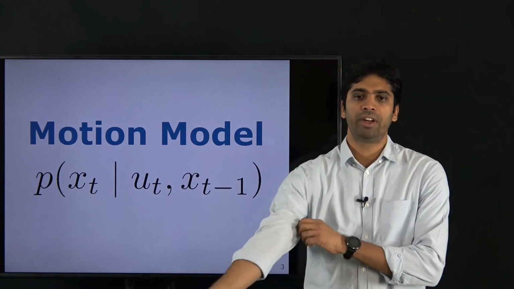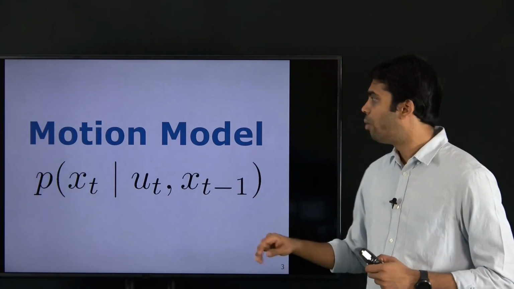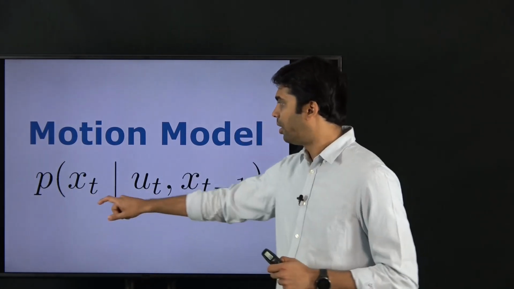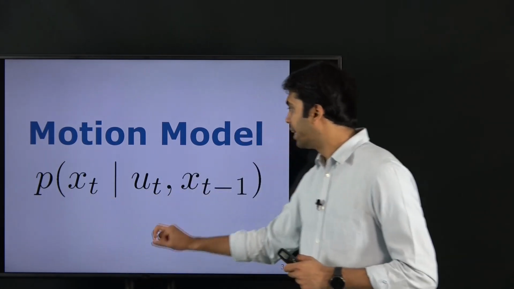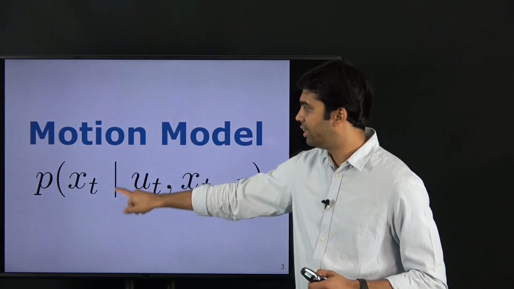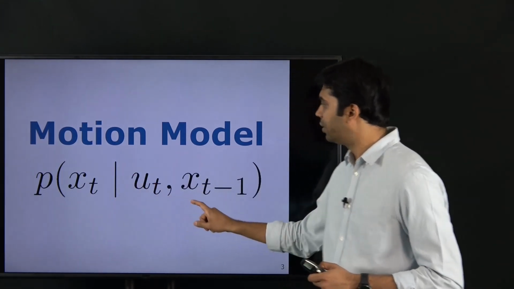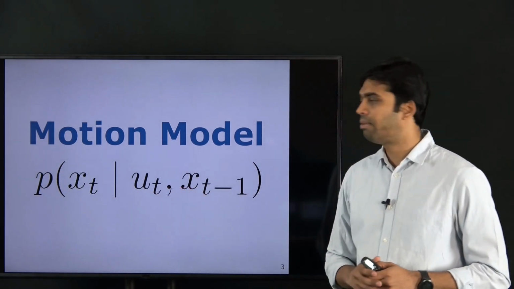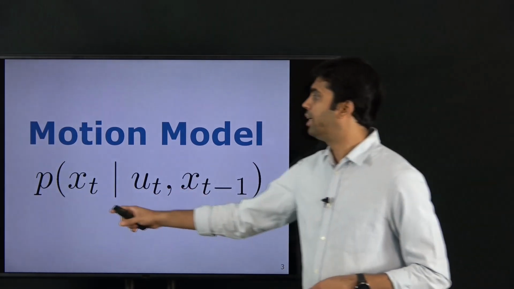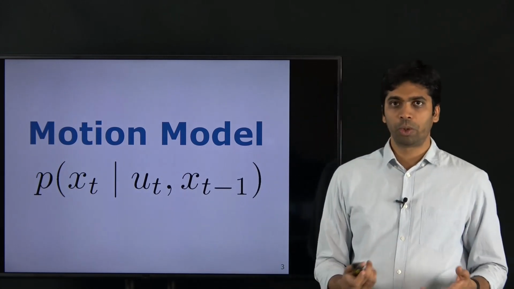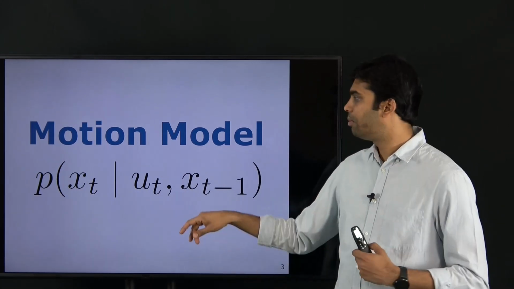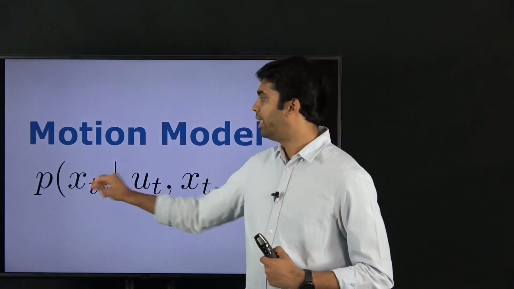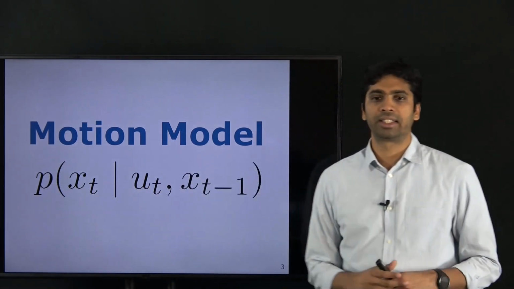And if you think of it in terms of probability, what we are exactly calculating is the probability of a robot ending up at x_t given, so this line here is read as given, that you start at x_{t-1} and execute a particular command u_t. And this probability distribution is also called the motion model, because essentially it models, if you start at x_{t-1}, what's the probability that you end up at x_t.